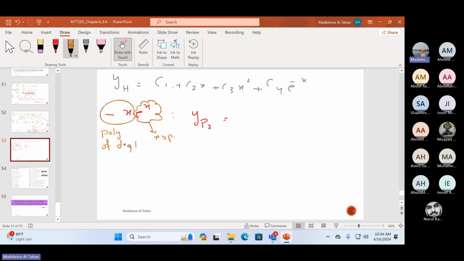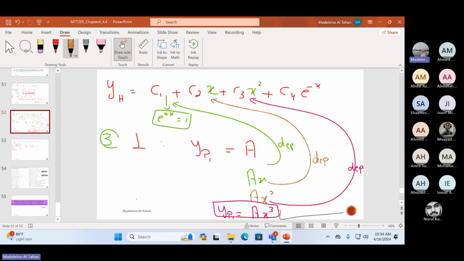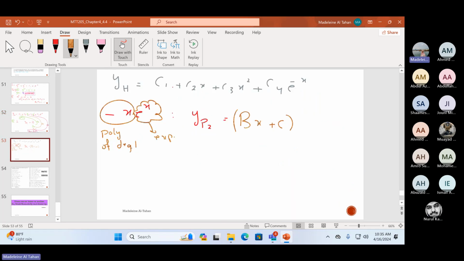So what will be the form of a polynomial of degree 1? Miss, I already used A. Should I use A again? Do we use the same symbol more than once for the same question? No. Okay, Bx and we have the exponential. So polynomial of degree 1 times exponential, right?